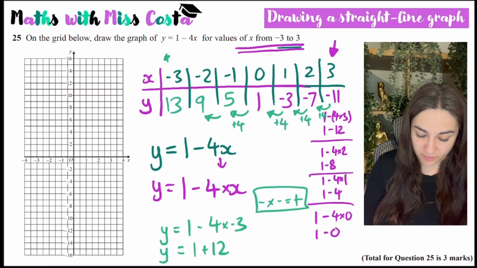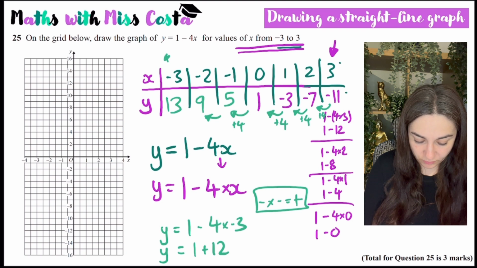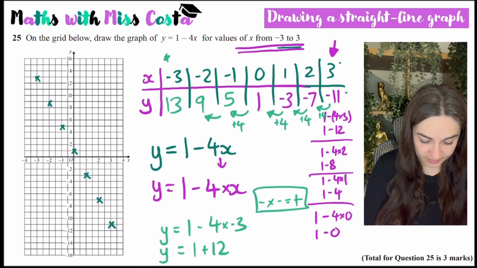And now we just plot this. So we can start with 3 and -11. So I go across to 3 and then down to -11. Then you've got 2 and -7. So across to 2 and down to -7. 1 and -3, 0 and 1, -1 and 5, -2 and 9, -3 and 13.